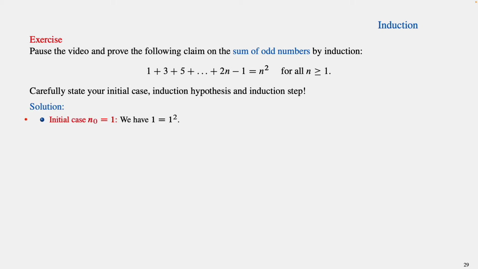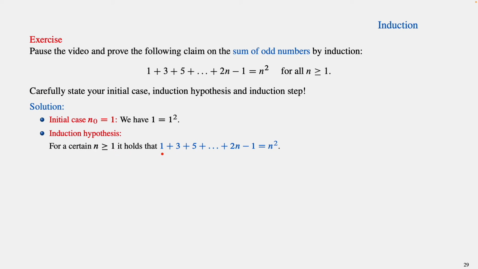Okay, I hope you gave it a try. The initial case n0 equal to 1: we have 1 is equal to 1 squared. If we plug in 1 here, we get 2 minus 1, so we get 1 on the left hand side, and n squared, 1 to the power of 2, is again 1, so not much to do for the initial case. We formulate the induction hypothesis. As a reminder, there's nothing to prove here, we just formulate that the desired statement should be true for a certain n greater or equal to our initial value 1.